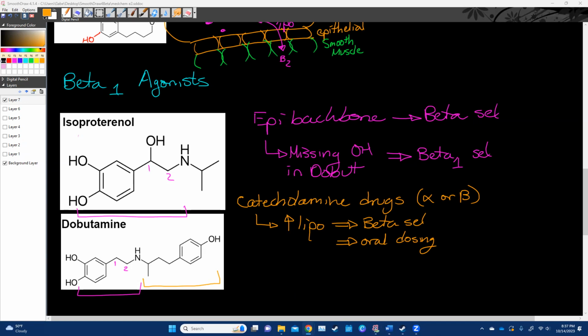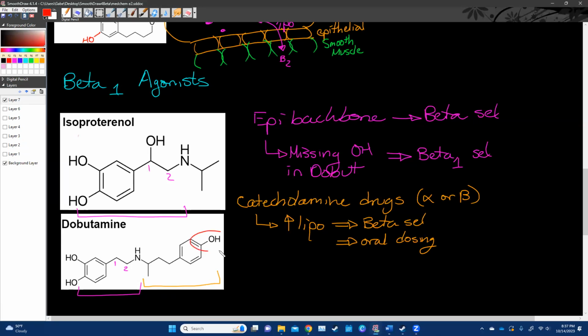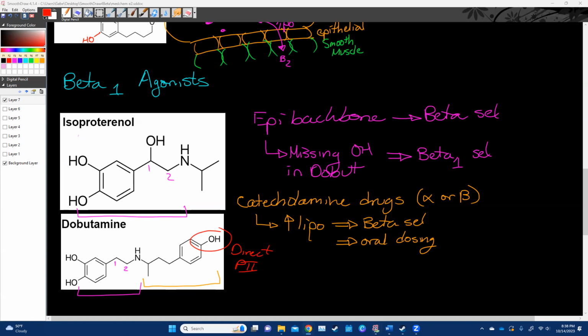What is the issue with having this OH here? Metabolism, direct phase 2. Very nice.